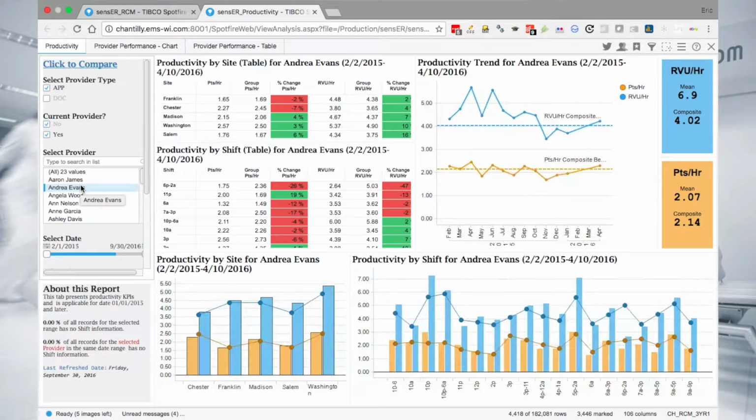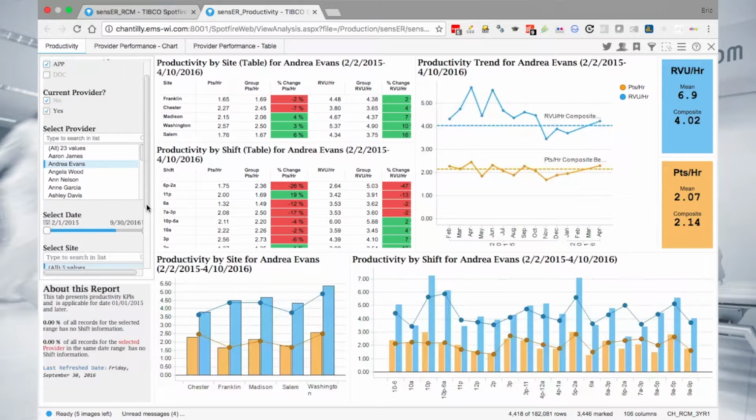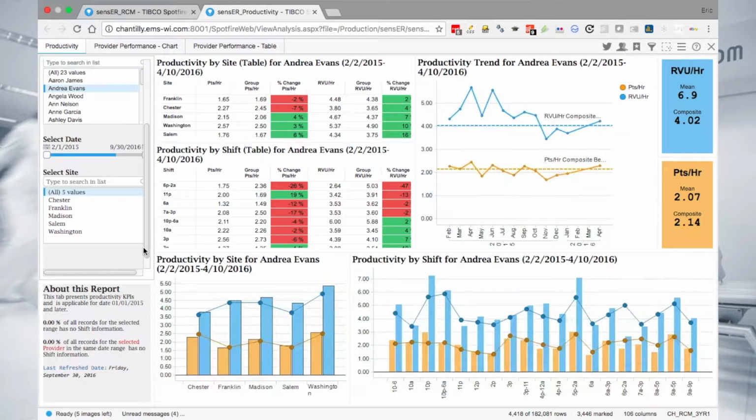Let's look at Andrea's performance over the entire date range for which data is available. Again, fairly easy to screen for particular dates when we want to. Scrolling down the filter window, we can see that if we want to look at a particular site, we can do that as well.